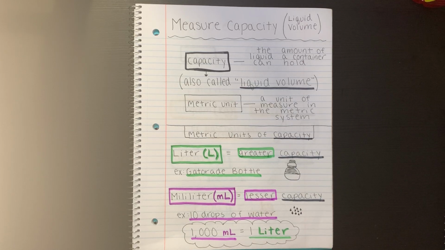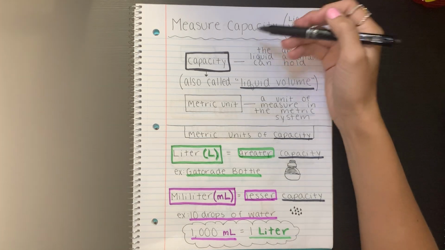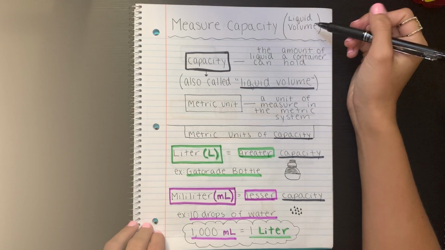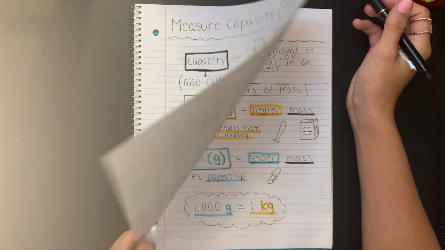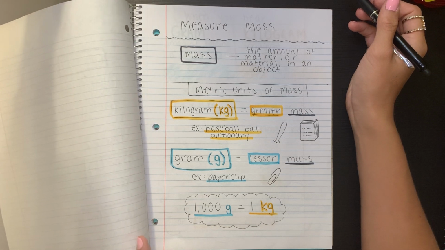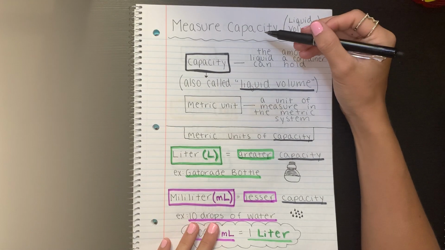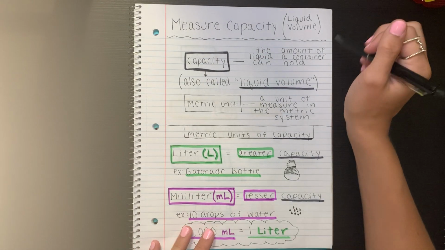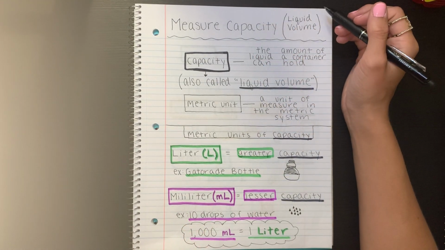So today we're going to focus on actually two things. The first one's going to be measuring capacity, which is also liquid volume. And the second one is going to be measuring mass. So you might see it on your papers as measuring mass and volume or measuring capacity and mass, but I just wanted to clarify that first.